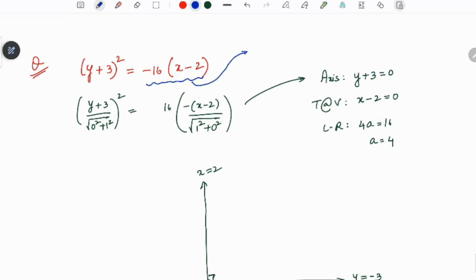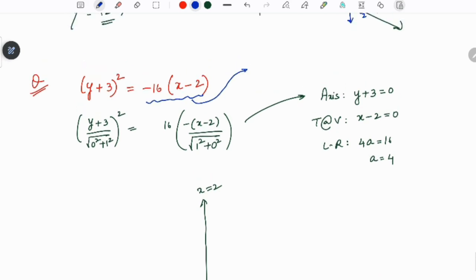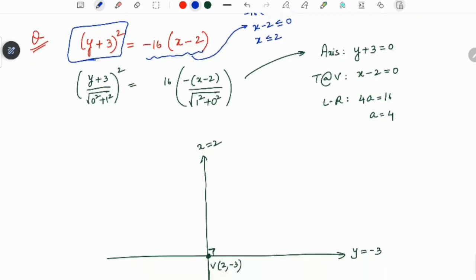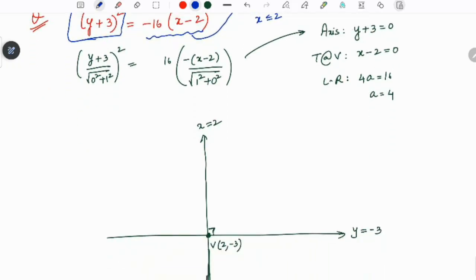How to decide whether the parabola will be opening right or left? Here, see, this is something square, no? That means it should not be negative. So it must be greater than or equal to 0. That means minus 16 into x minus 2 should be greater than or equal to 0. Divide with minus 16 on both sides, inequality changes. So x minus 2 should be less than or equal to 0. x should be less than or equal to 2.